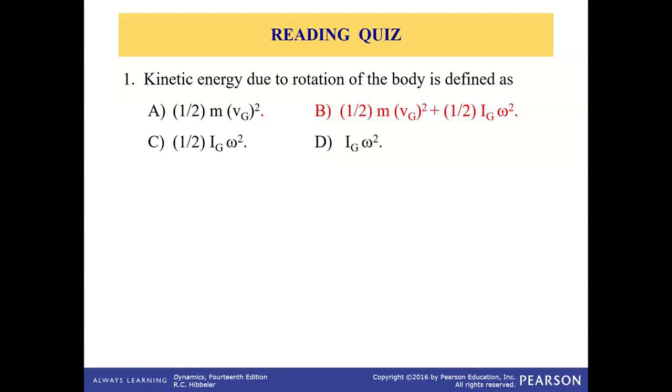Well, it depends. I personally believe it's not a completely correct answer, the only reason being that we do not know what the point of rotation is. Because if the rigid body is in pure rotation with respect to its own mass center only, then the correct answer would be 1/2 Ig omega square. But if the body rotates about a point which is not its mass center, then this is the correct answer, 1/2 m vg square plus 1/2 Ig omega square. You will see this shortly during the presentation.